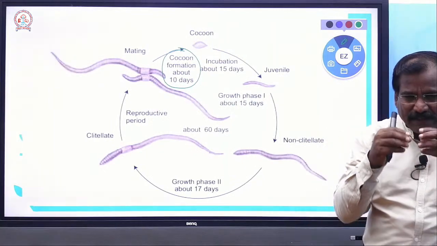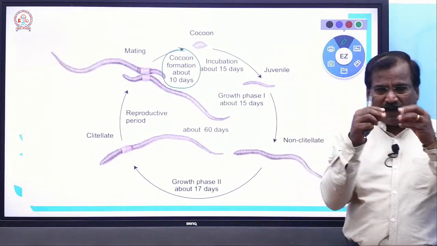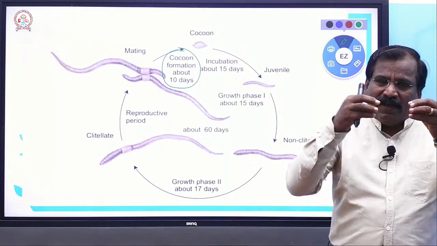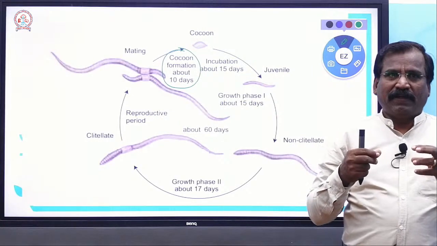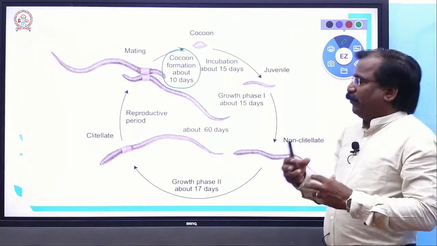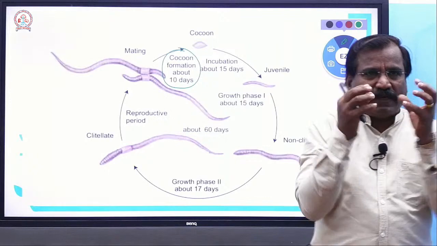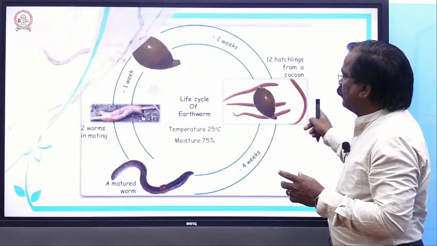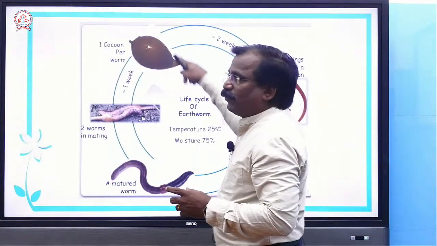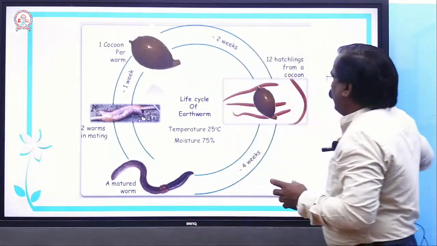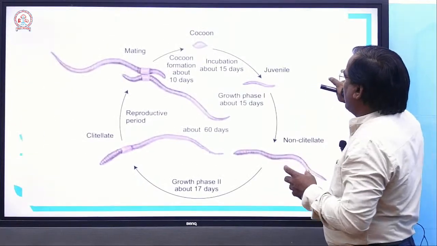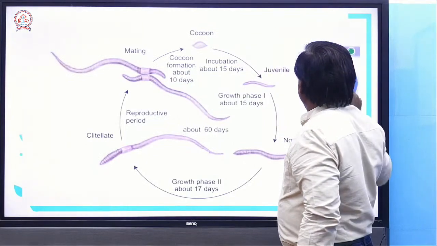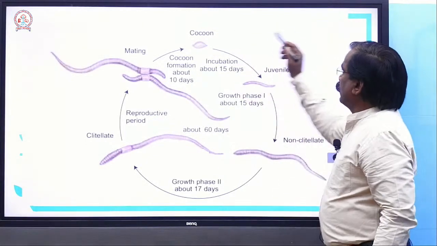So imagine just like a chocolate. In a normal chocolate there is a sweet content inside, which is covered by a wrapper. Here, a wrapper-like structure is produced, and that is called the cocoon. So this is the cocoon. Now, how does it start producing the cocoon?